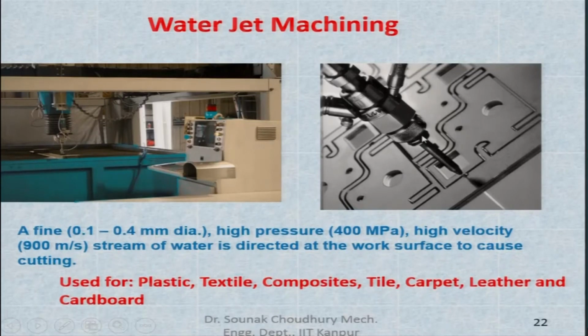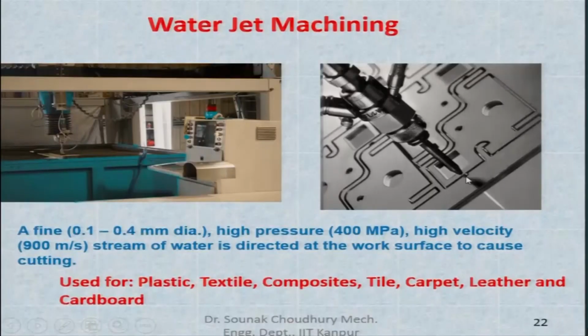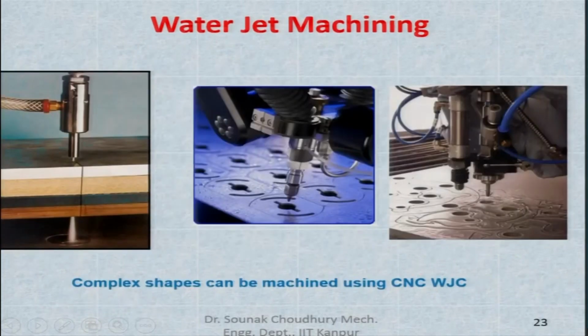cardboard. Initially, let me tell you, water jet machining overall was introduced to cut cardboard and wood, and that process used to be very fast, with a high production rate. Nowadays it has been tried on metal as well, and this is not very widely used, but it is successful. Mostly the water jet is used in plastic, textile, composites, tile, carpet, leather, cardboard and so on. Here there are other examples.